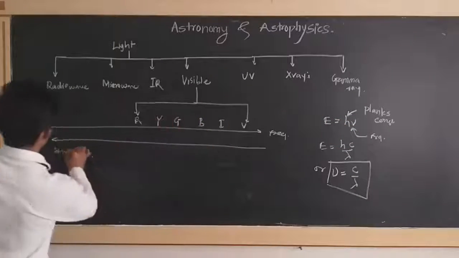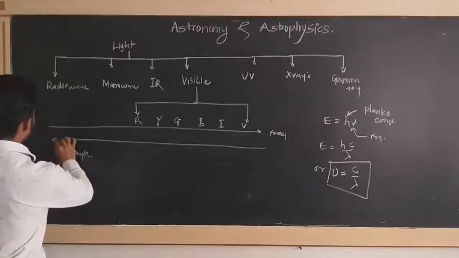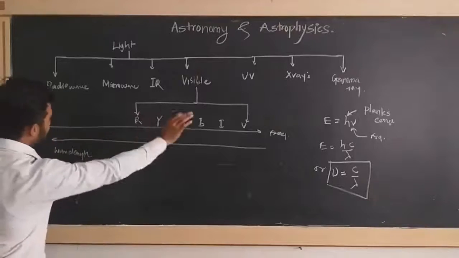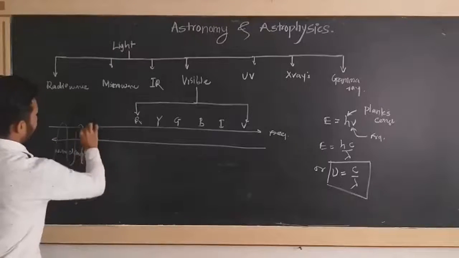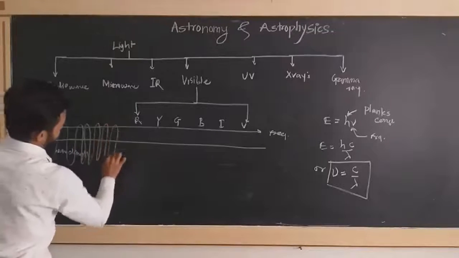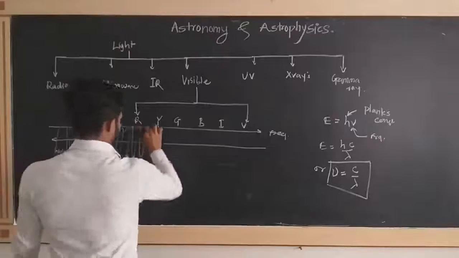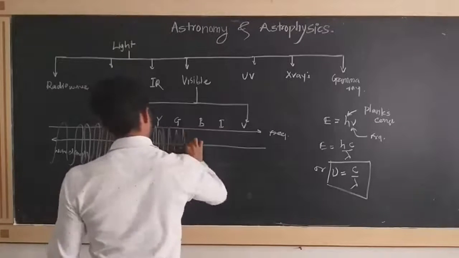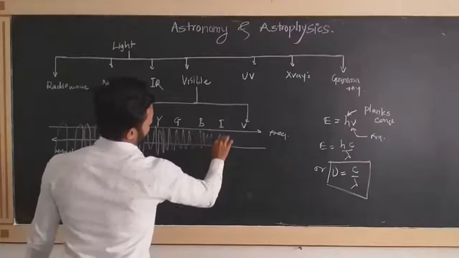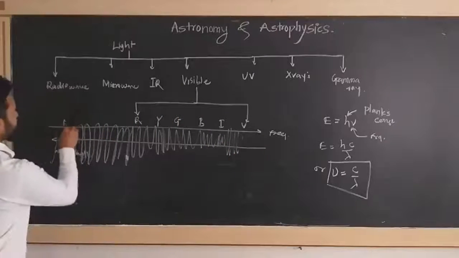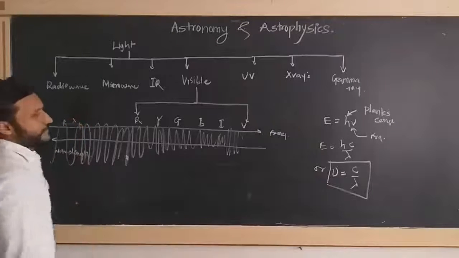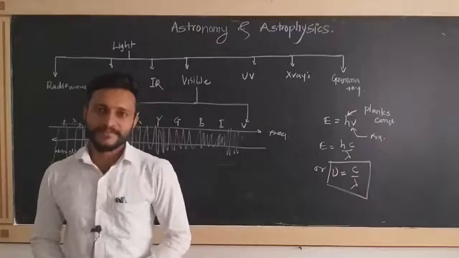So we can draw the wavelength nature of the electromagnetic spectrum. The wavelength goes on decreasing, something like that. So wavelength is nothing but the distance between two crests, lambda. I hope it is clear.